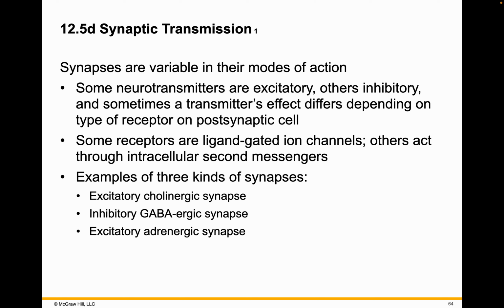So synapses are variable in their modes of action. Some neurotransmitters are excitatory, others are inhibitory. Sometimes the transmitter effect differs depending on the receptor on the postsynaptic cell. Some receptors are ligand-gated channels, others act as second messenger systems. So 3 kinds of synapse we'll look at are the excitatory cholinergic synapse, the inhibitory GABA synapse, and the excitatory adrenergic synapse.